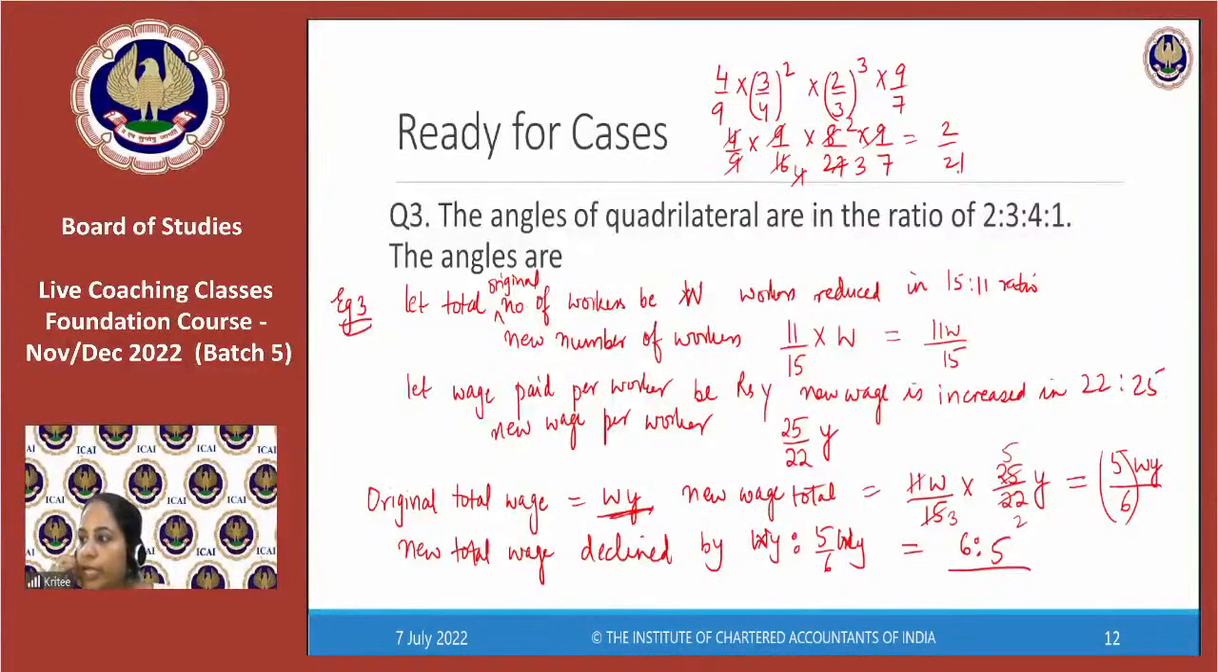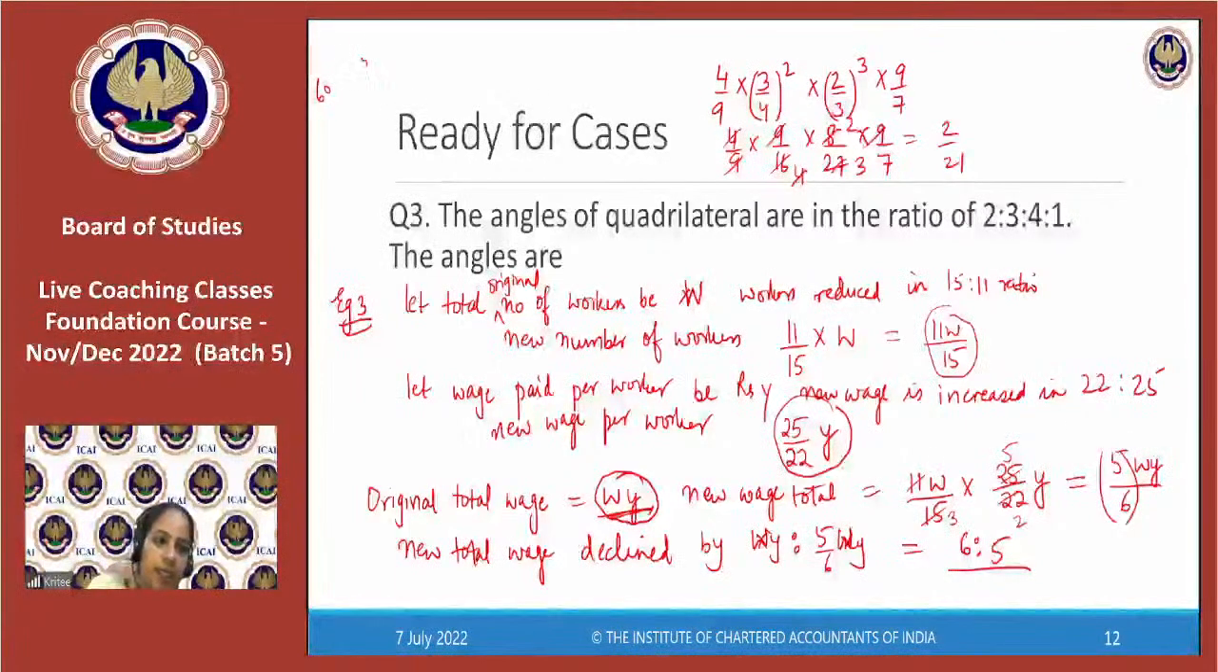Okay, how do we know it decreased? Varda is asking. See, your original wage was WY because W was the number of workers, Y was the wage paid per person, WY. Now the new wage, after multiplying the new number of workers with the new amount of wage, is 5 by 6 of WY. So if something is 60, and 5 by 6 of 60, what does it become? It becomes 50. Naturally, when the numerator is less and the denominator is more, the whole number multiplied decreases. So hence, this 5 by 6 of WY shows that it is decreasing.